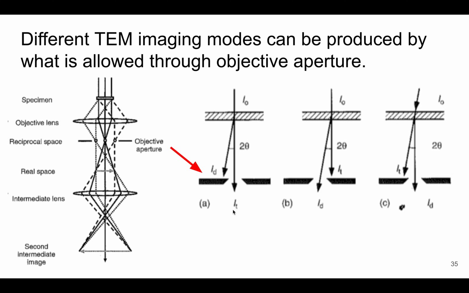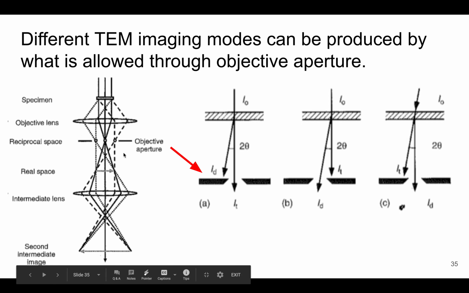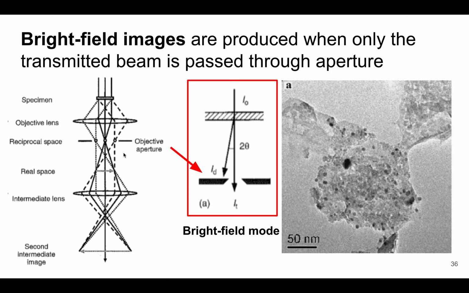So the way that we set up this aperture is going to be highly dependent on what image we get. This is basically just some representations of different methods, and we're going to go through all of these. And this shows the same thing as well. All right, so let's start with Brightfield images.